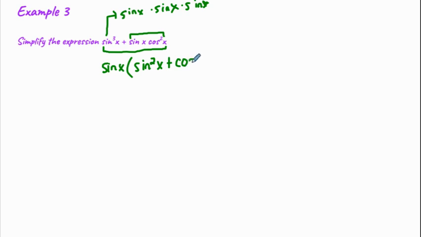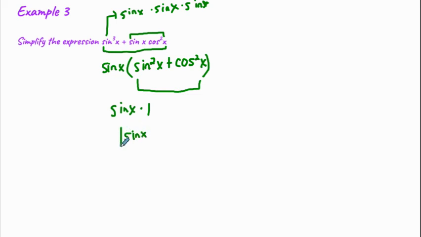This is going to be very handy because it gives us one of the identities that you're going to come to love above all else. This is a Pythagorean identity. So go to your sheet right now and look at the Pythagorean identities. You'll see that it says sine squared x plus cosine squared x equals 1. So I'm going to substitute 1 in for sine squared x plus cosine squared x. And because we're multiplying, anything times 1 is itself. So my final answer is sine x.